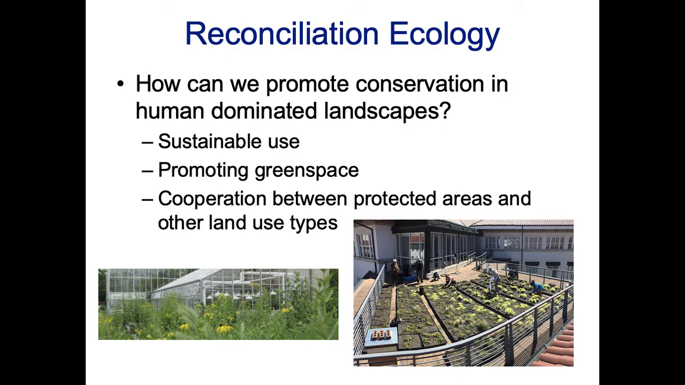So with this, we come to this idea called reconciliation ecology, and I'm going to expect you to know what this is. But the main idea is how we can promote conservation in human-dominated landscapes. The idea is, instead of thinking of people and nature as separate, thinking about how people can facilitate nature. It's thinking about sustainable use, about promoting green space, and cooperation between protected areas and other land use types.